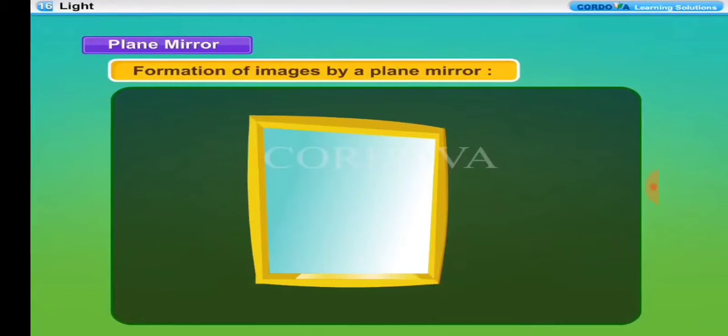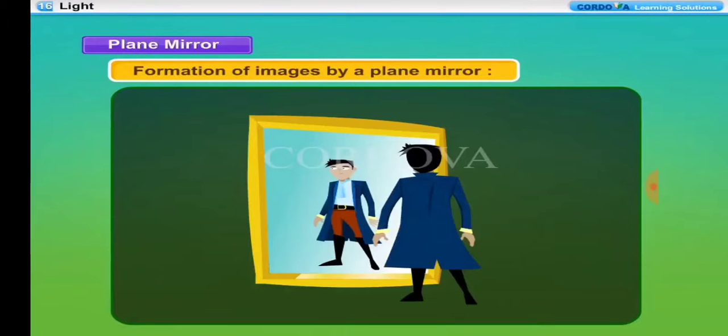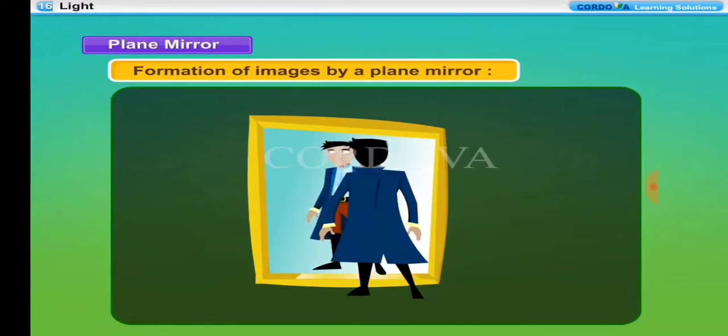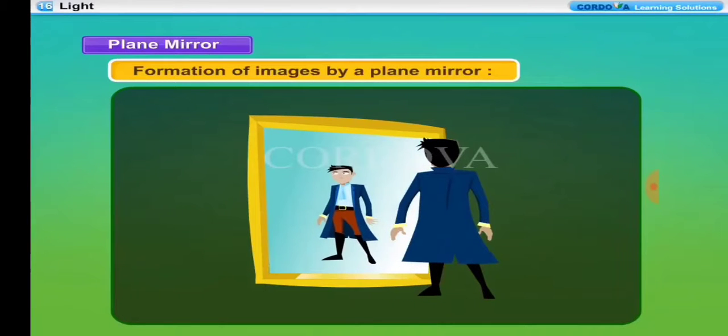Formation of images by a plane mirror. When we look into a plane mirror, we see our image situated behind the mirror. When we move towards the mirror, our image also moves towards the mirror. And when we move further away from the mirror, our image also moves away from the mirror. In every case, the distance of our image from the mirror is equal to our distance from the mirror. Let's prove this fact geometrically by drawing ray diagrams and using the laws of reflection of light.